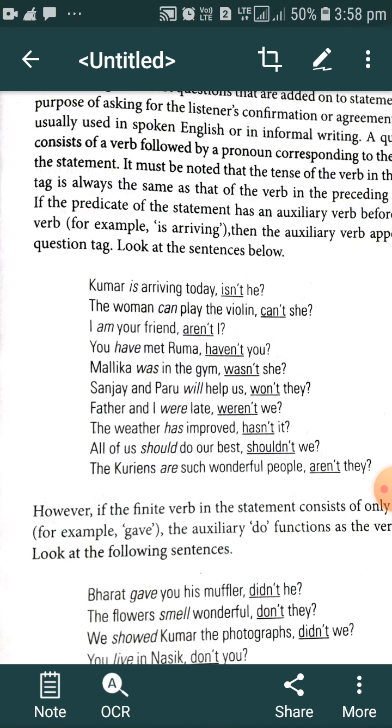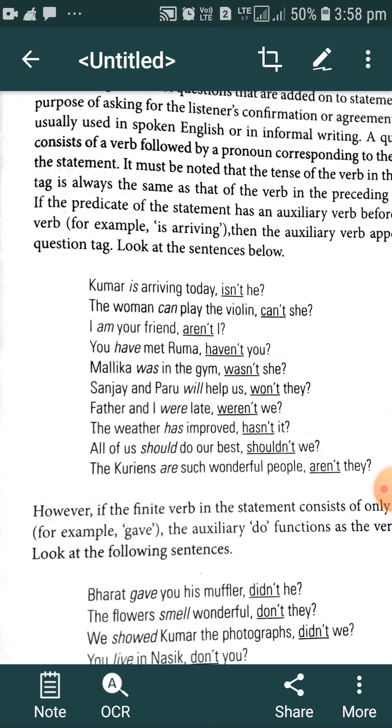The woman can play the violin, in which we add can't. Here we have the auxiliary verb can, and that's why we have used the same auxiliary verb in the question tag. At the same time, there is the noun woman, but we cannot use the same noun over here. Instead of woman we have used she: can't she.